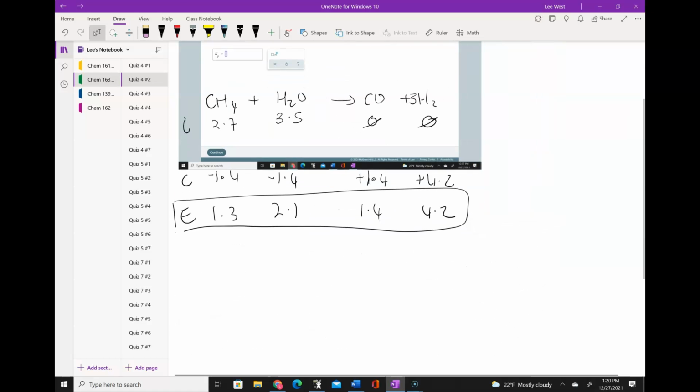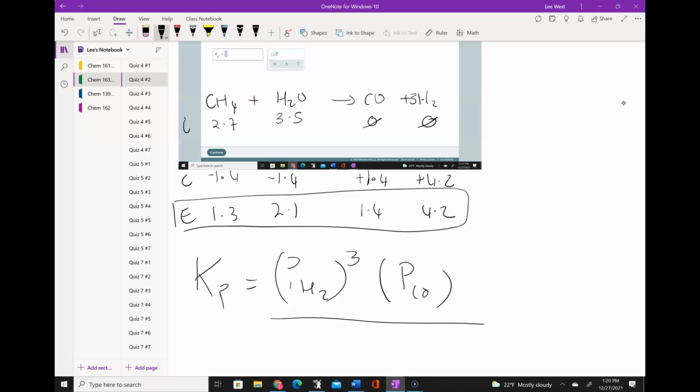So all we've got to remember is that the Kp expression is going to be the pressure of hydrogen, all cubed, multiplied by the pressure of carbon monoxide, divided by, and we've got to keep this whole bottom row in parentheses, the pressure of methane, multiplied by the pressure of the steam.